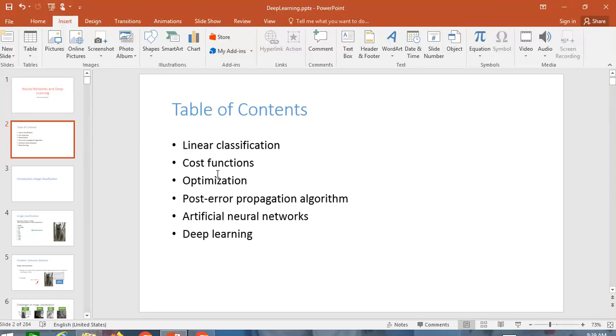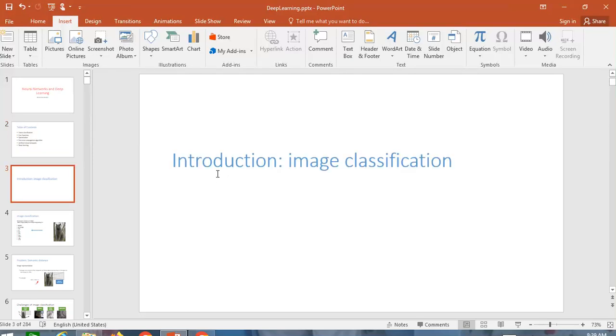Okay, let's talk about deep learning. At first, we want to have an introduction about image classification. During this course, we also examine the link between artificial neural networks and deep learning. Why did deep learning come up? Because there was no such issue in the computer world before. Okay, let's have the introduction.